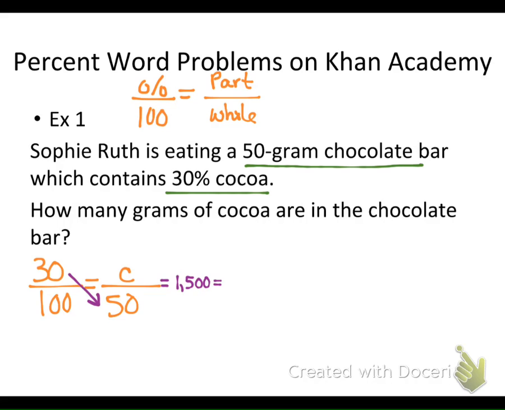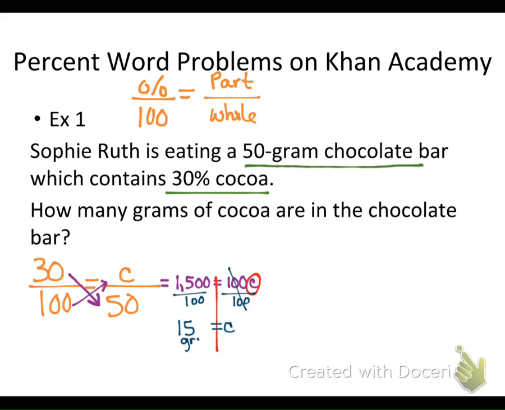1,500 equals 100 times C, 100C. And then we solve. We get the variable by itself. How do I get the variable by itself? Divide by 100. So then C equals what? 15.